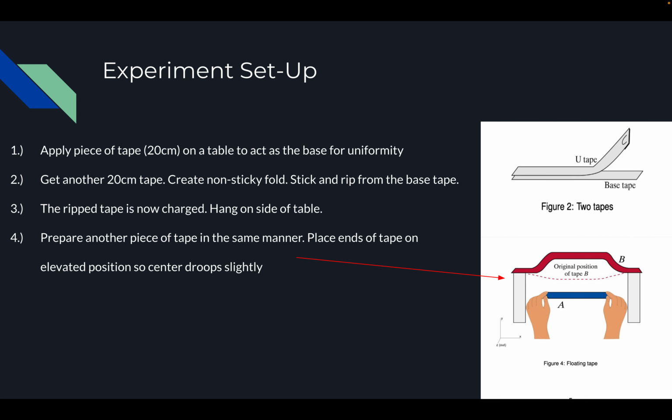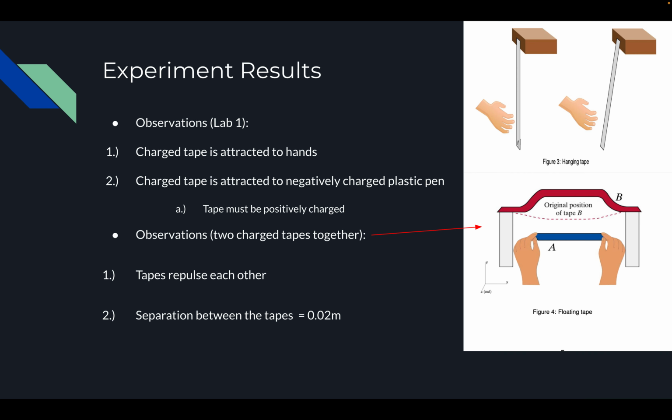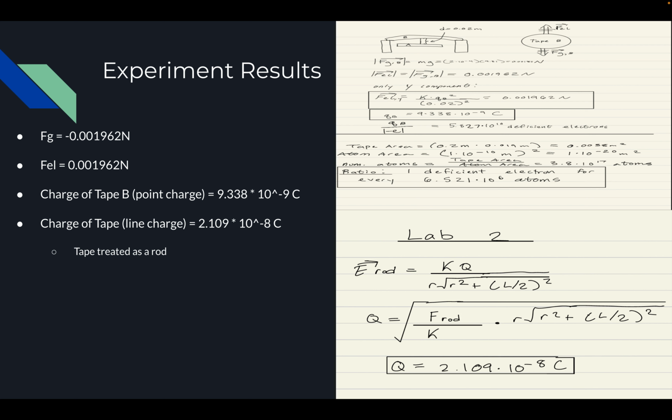This is the experiment setup from lab 1. It's just based on lab 1. The results are that the charged tape is attracted to hands and is also attracted to a negatively charged plastic pen, which again in lab 1 we discovered means that the tapes are positively charged, and that the separation between the tapes when put close together is 2 centimeters. The force of gravity determined on the horizontally hanging tape was about 0.002 newtons, and so the F electric is just that, but the opposite.